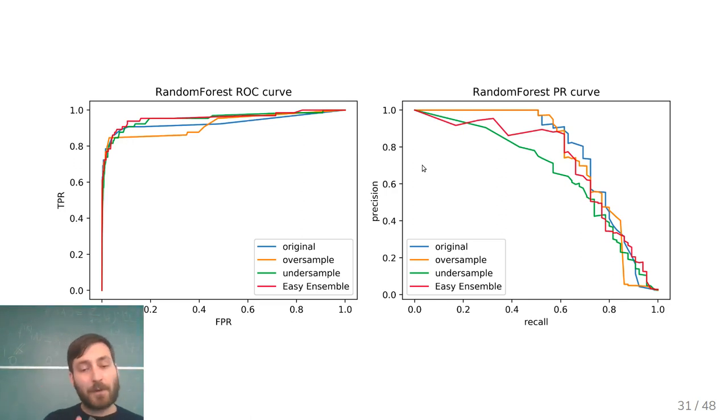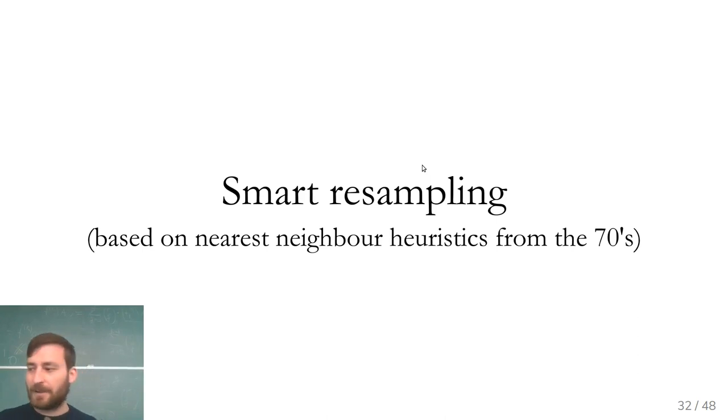So the next thing I want to talk about is some resampling strategies that are data-dependent but model-agnostic. I call them SMOTE resampling, with the undertitle based on nearest neighbor heuristics from the 70s. So these are actually things that are not very commonly used in practice that I wanted to more give an overview of for completeness.